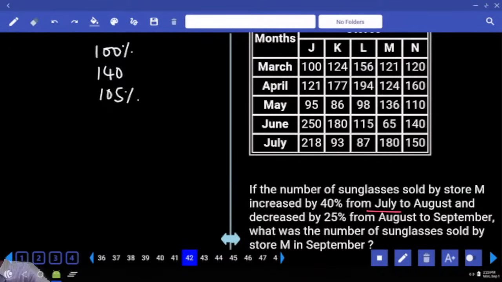So initial value 100%. Now finally it became 105, increased by 5%. Which store? M in July, 180. Finally increased by 5%. 10% is 18, 5%, add 9, 189.